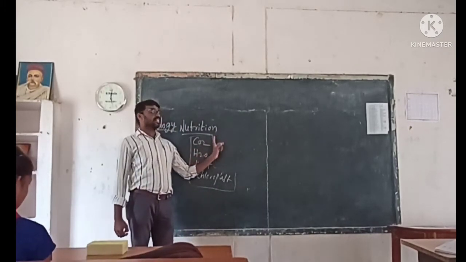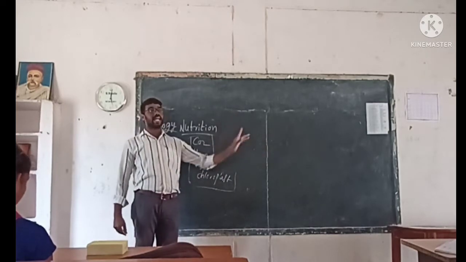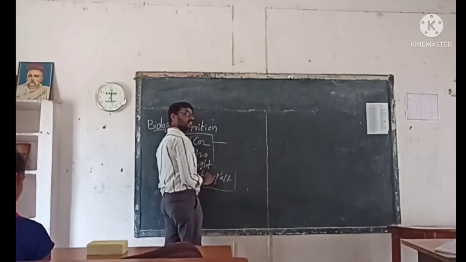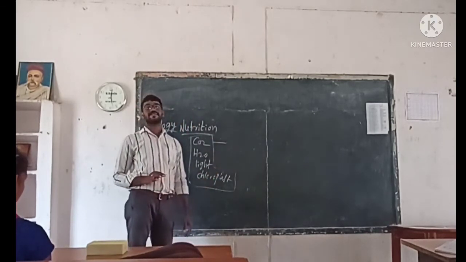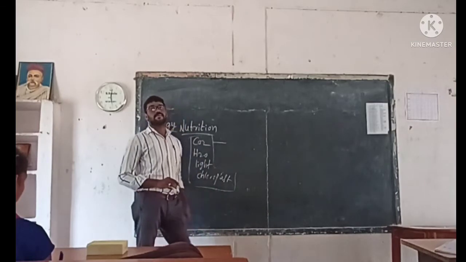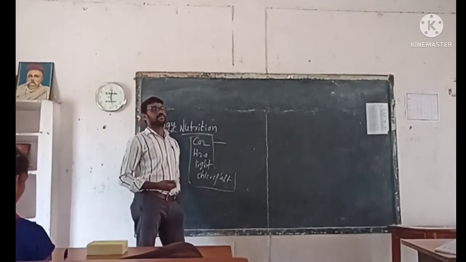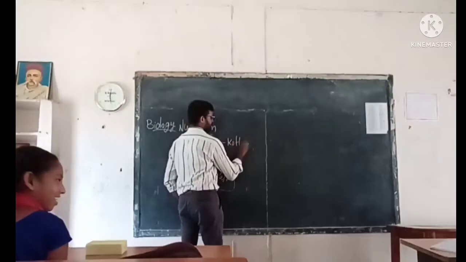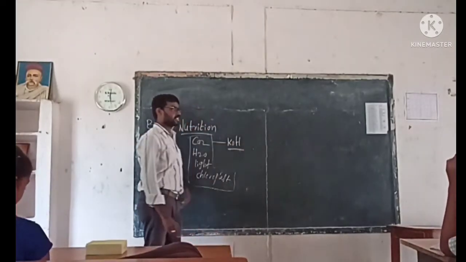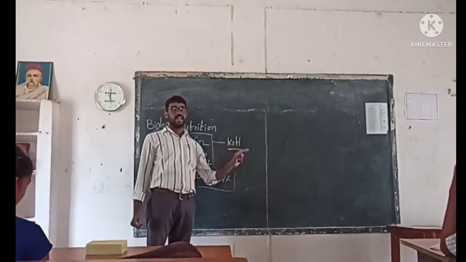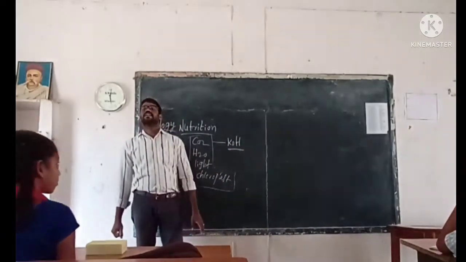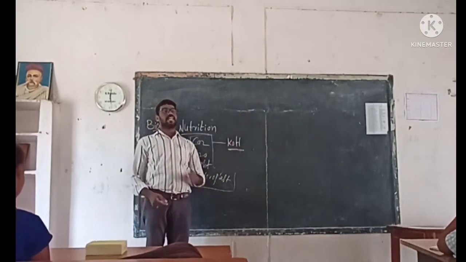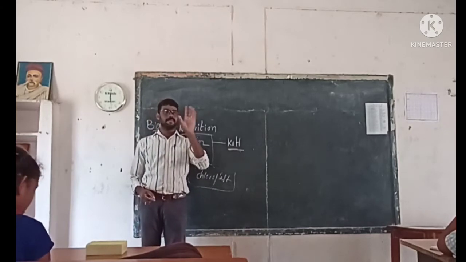Carbon dioxide is essential for photosynthesis. In that activity, we are using one solution. That solution is iodine, for testing of starch. KOH. So what does KOH mean? KOH is important for absorption. When we use KOH in the bottle, it absorbs all the carbon dioxide present in the bottle.